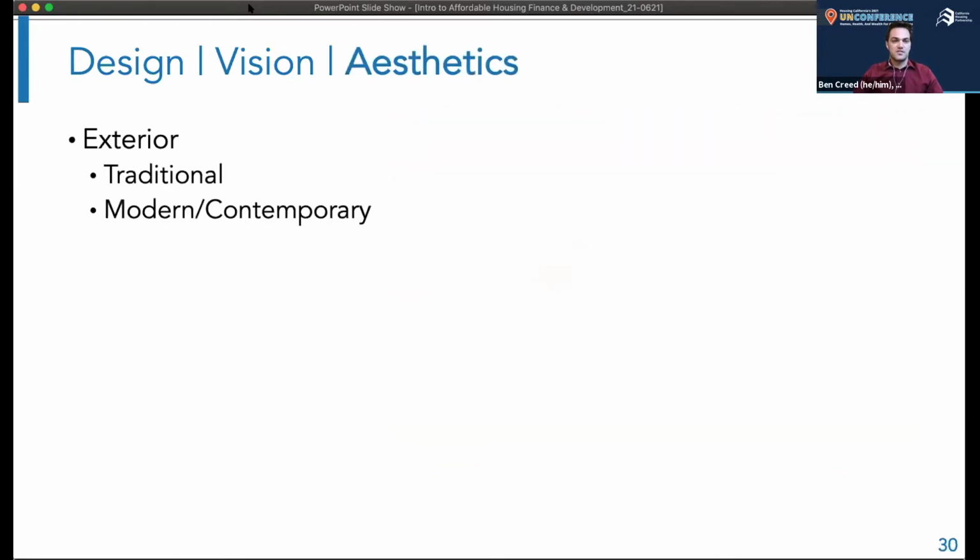Aesthetic considerations are also very important. The most prominent aspect is the exterior, what the outside of the building looks like. And there's entire degree programs on architecture and architectural styles, but the two major categories are traditional and modern. And of course, within those, there's many, many different subcategories.